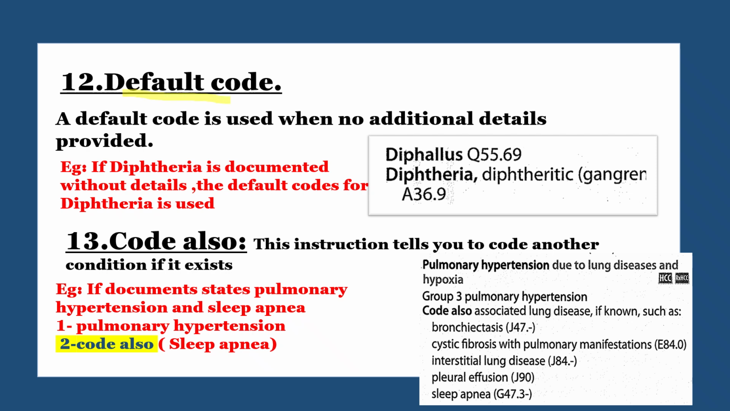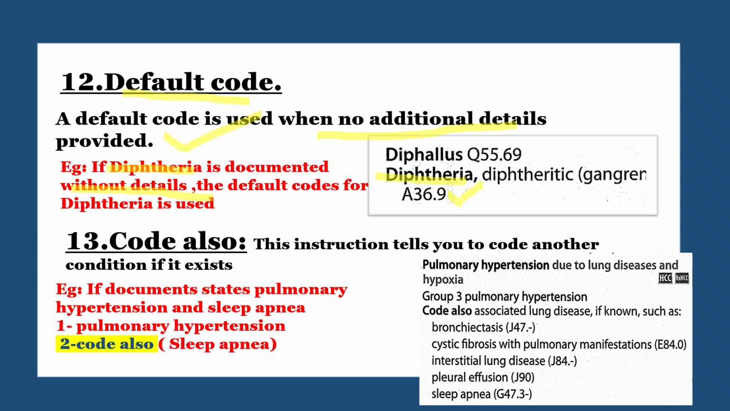Default code. Default code is used when no additional details are provided in the documentation. For example, if your physician documented diphtheria and no additional details, meaning the physician just mentioned the diphtheria condition, then the default codes are used. After the diphtheria condition, you have to search in the ICD alphabetical index book. You will search diphtheria. The code present beside the condition is considered the default code.